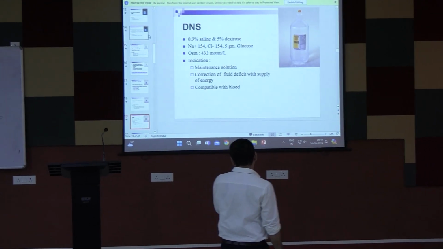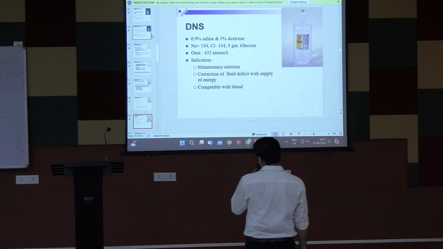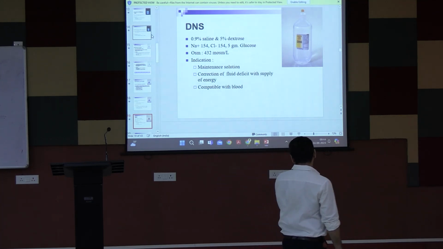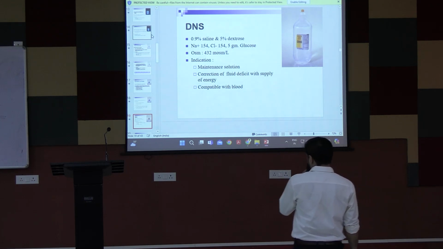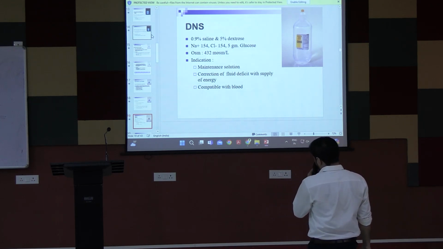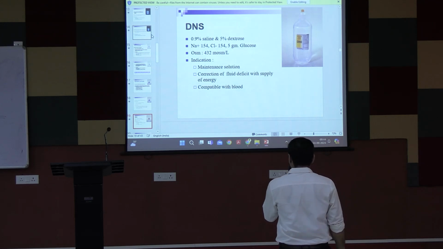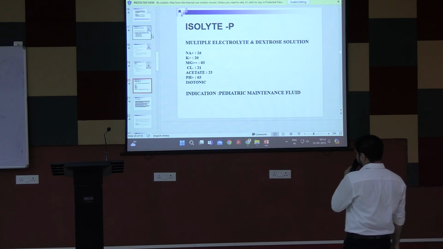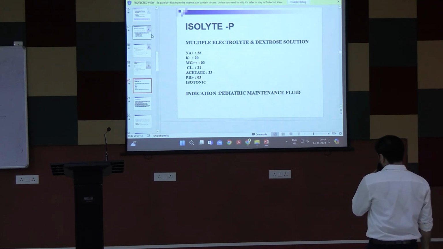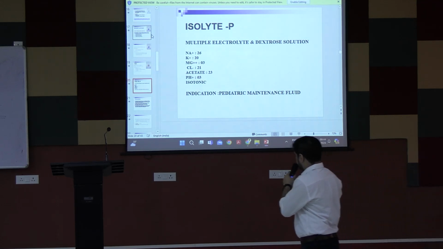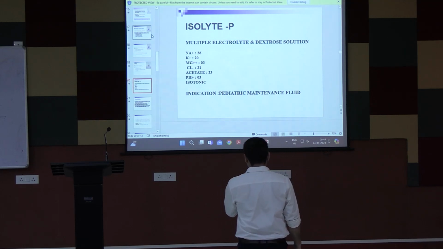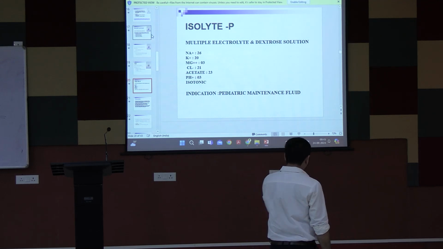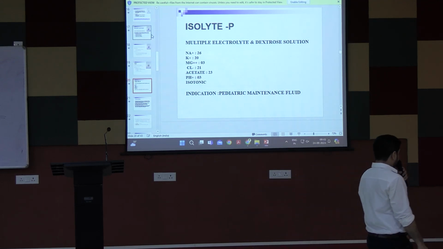DNS: 0.9% saline and 5% dextrose. Sodium 154, chloride 154, 5 gram of glucose, osmolarity 432 milliosmol per liter. Maintenance solution: correction of fluid deficit with supply of energy, compatible with blood. Isolyte P: multiple electrolytes and dextrose solution, sodium 26, potassium 20, magnesium 3, chloride 21, acetate 23, isotonic. Indication: mainly given in pediatric surgical patients.